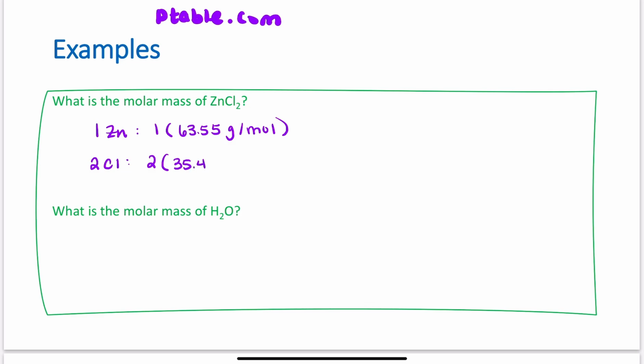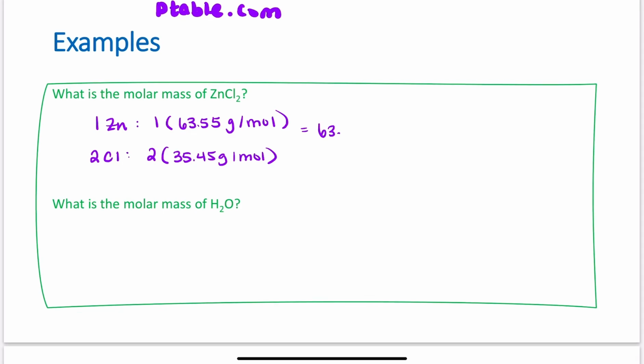Chlorine has a molar mass of 35.45 grams per mole. Zinc gives me 63.55 grams per mole. The chlorine giving me 70. Now, if I put this in my calculator, it just says 70.9. But notice I have 4 sig figs here, so I need 4 sig figs here as well. So I need to put a 0 there for my sig figs, grams per mole.